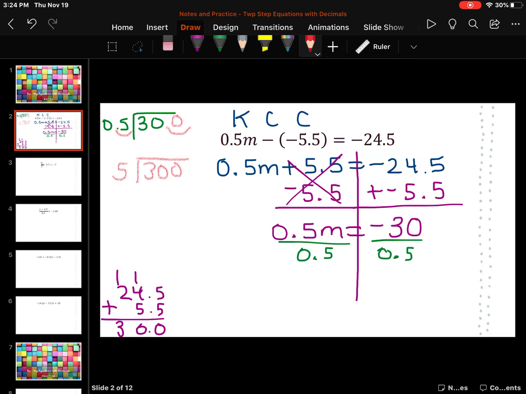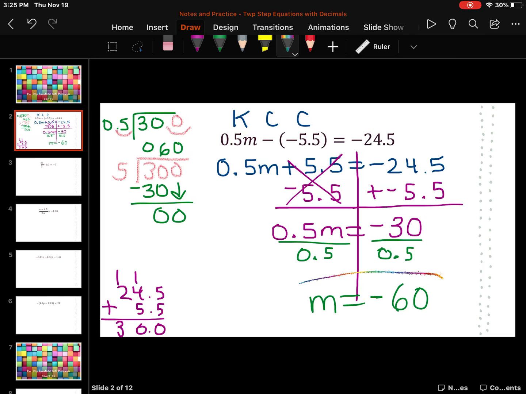So I need to do 300 divided by 5. 5 goes into 3, 0 times. 5 goes into 30, 6 perfect times. Subtract, we're left with 0. But don't forget, we still have another 0 to bring down. 5 goes into 0, 0 times. So our answer here for m would be 60, but be careful. It was a negative 30 divided by a positive 0.5. Negative divided by a positive is a negative. So make sure our answer here is negative 60.